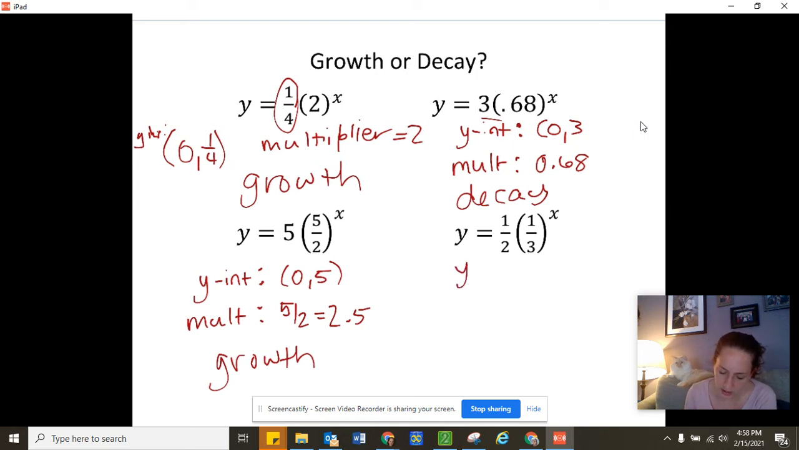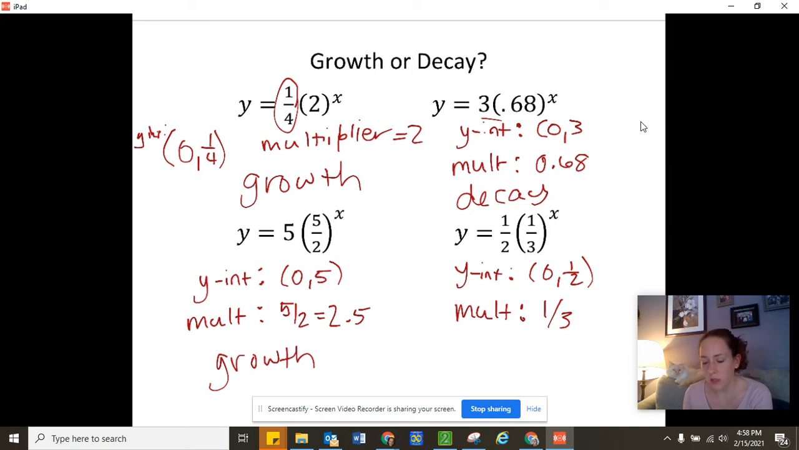With this one, my y-intercept is at 1/2. My multiplier is 1/3. Now, since the top number is smaller, that number is less than 1. And this also is just 0.3 repeating. So since this one's less than 1, it represents decay. So really it's just, is B bigger or smaller than 1? That's all you really need to know for growth or decay.